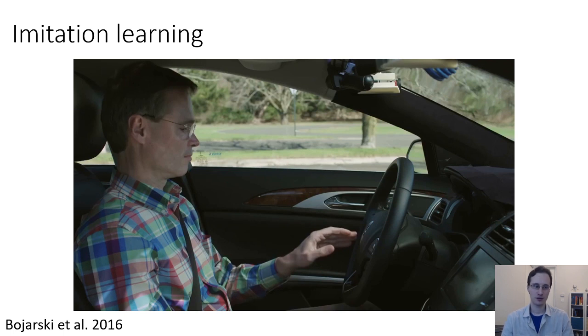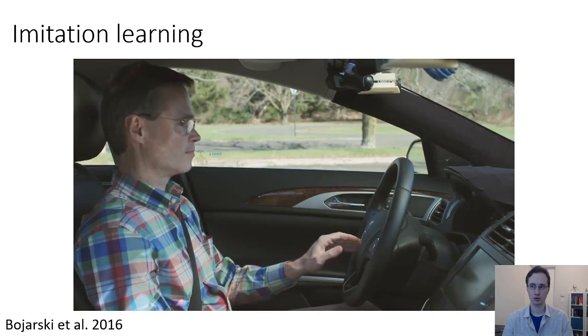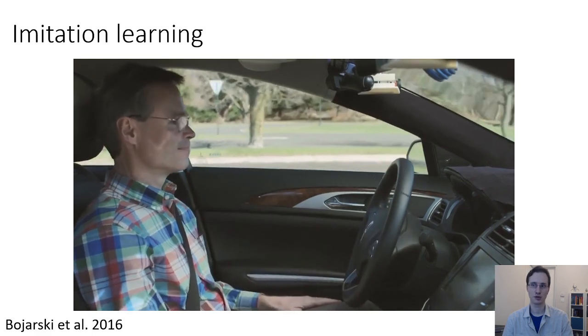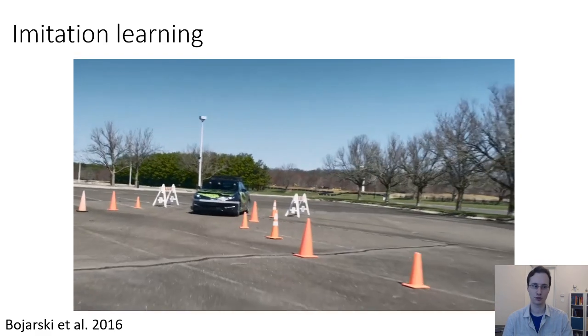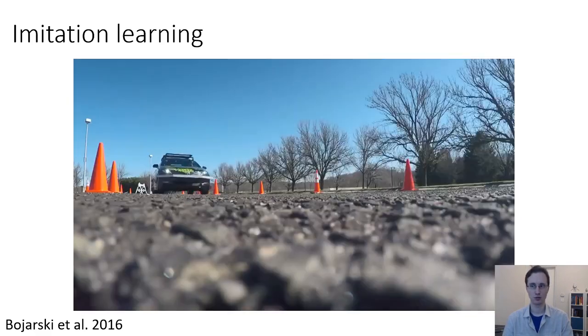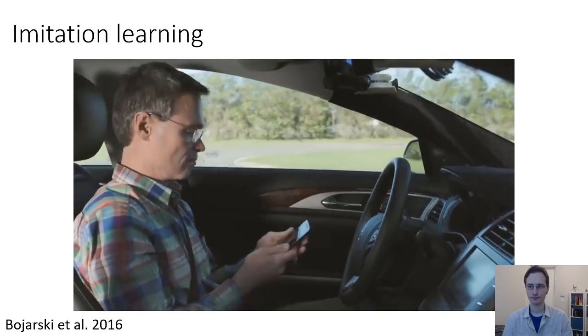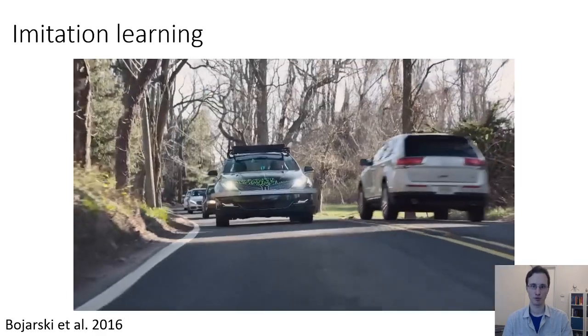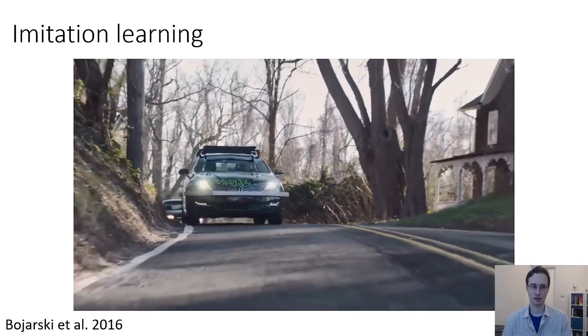Methods in these categories have been shown to do some pretty impressive things. So this is a video released by NVIDIA about 4 years ago showing an imitation learning system for autonomous driving. So this is not a reinforcement learning system. It doesn't learn from reward supervision. It actually learns by attempting to mimic human drivers. And we'll talk about imitation learning in a lot of detail next week.